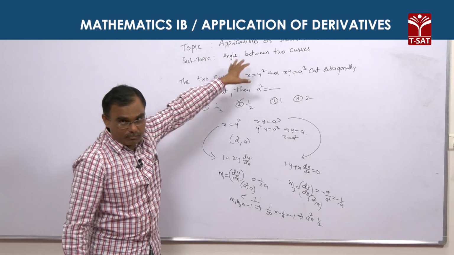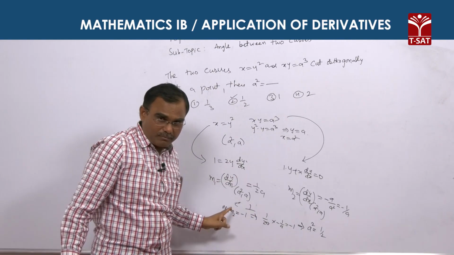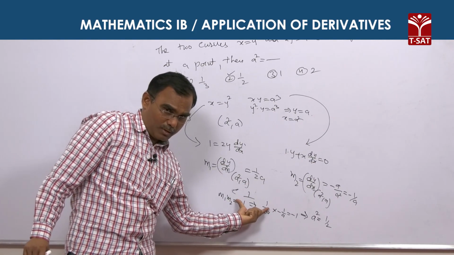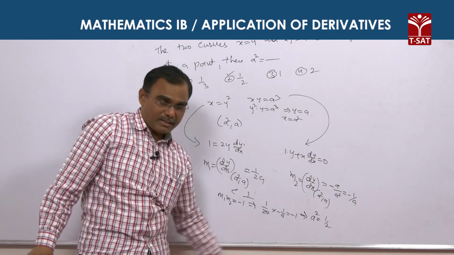Right. First find the intersecting point of the two curves, then the slope of the first curve and the slope of the second curve. The two curves cut orthogonally, so m1 m2 is equal to minus 1. Simplify, and we get a².